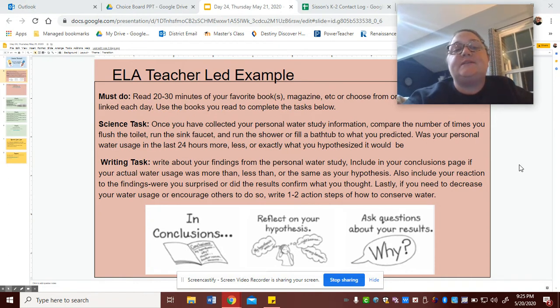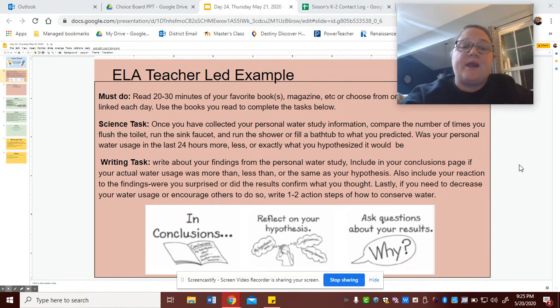It says, was your personal water usage in the last 24 hours more or less or exactly what you predicted or hypothesized about? So what you're going to write is your findings from the personal water study. Include in your conclusion page if your actual water usage was more than, less than, or the same as you hypothesized, and include your reaction from the findings. So were you surprised? Did you use more water or less water than you thought?